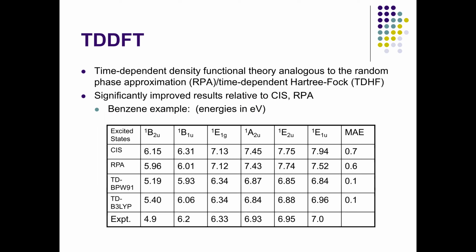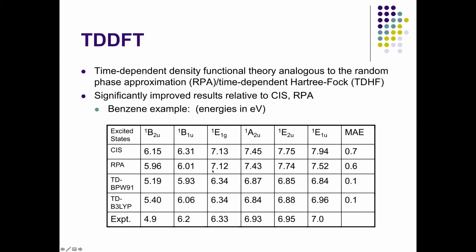Anyhow, TDDFT can often give you significantly improved results compared to the configuration interaction singles method or the RPA method, TDHF. So just to take a look at benzene, and all of these energies are given in electron volts. Experimentally, it's known that there are a number of different states with various different symmetries. If we compare, CIS tends to overestimate a lot of energies, and compared to experiment we tend to see some are quite highly overestimated, some are only a little bit overestimated, but they tend to be fairly high. There's a mean absolute error of 0.7.